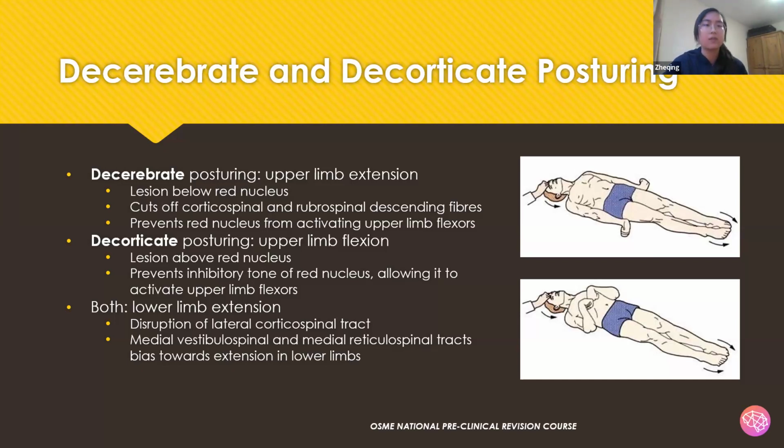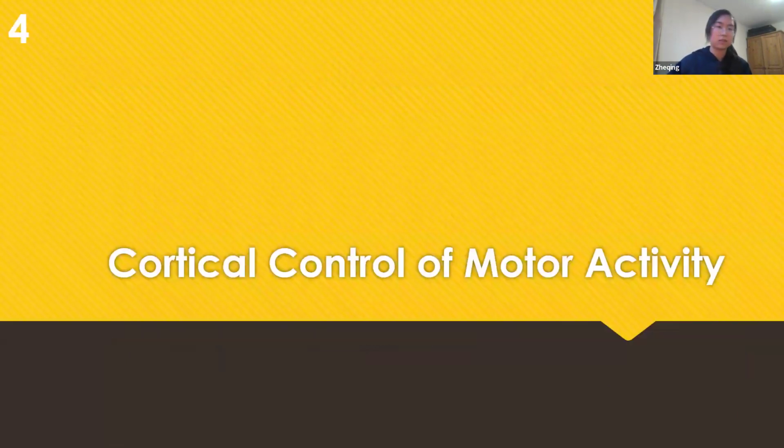And in both of these types of lesions, you get lower limb extension because you disrupt the lateral corticospinal tract, and there's a bias towards extension in the lower limbs. I'm actually not too sure specifically why the vestibulospinal and reticulospinal action will be more than the corticospinal, but I don't think you have to know that. If you remember what the pictures look like, that's how the two postures look.